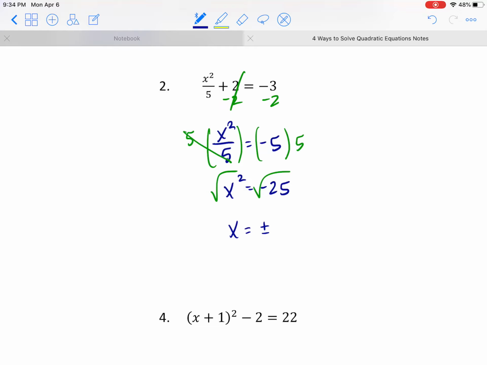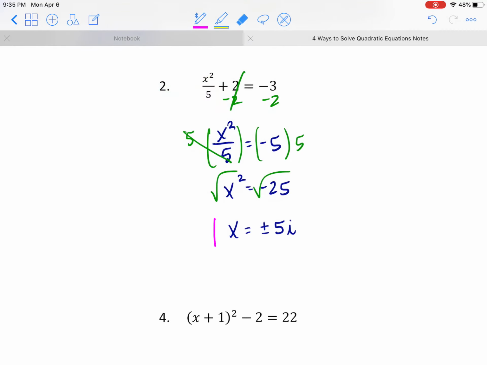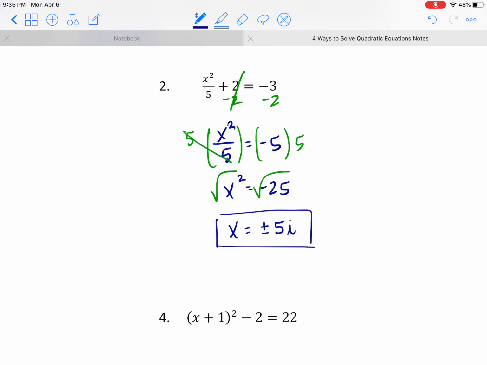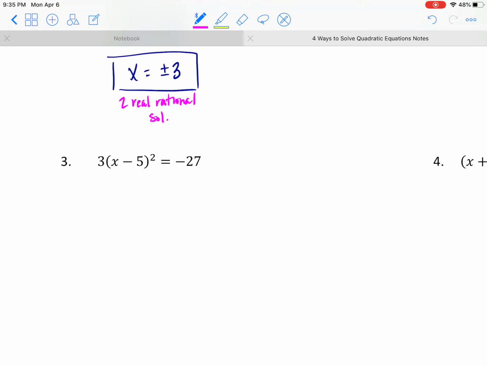Now we're going to get rid of the square by taking the square root. So square and the square root cancel, x is all by itself. Gotta put in a plus or minus, and the square root of negative 25. Well, the square root of positive 25 is 5, and since it's negative, it's imaginary. So plus or minus 5i. So these, again, two solutions. But this time we have imaginary solutions. So this is two imaginary solutions.